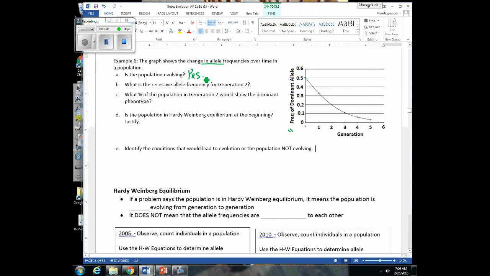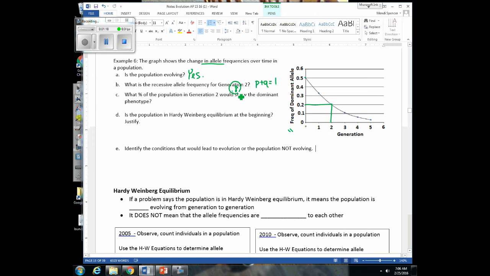B says, what is the recessive allele frequency in generation 2? When we come over here to generation 2, we can see that the frequency of the dominant allele is 0.2. So again, using that equation, P plus Q equals 1. If P equals 0.2, then Q equals 0.8. So the answer would be 0.8.